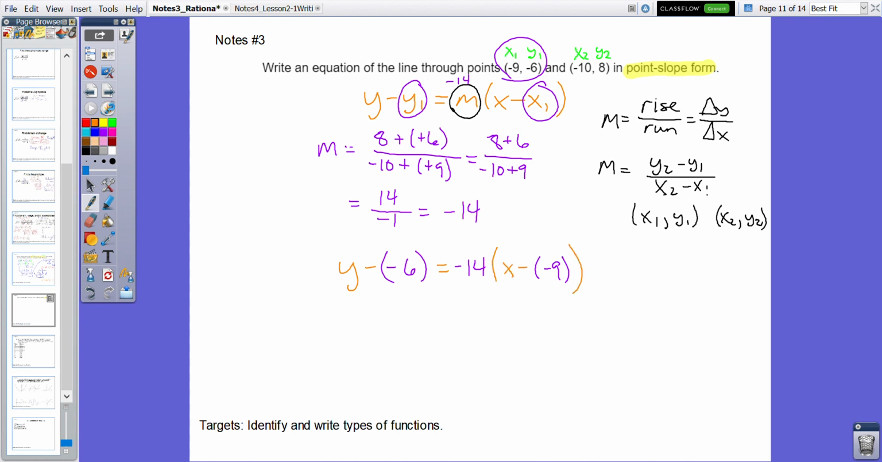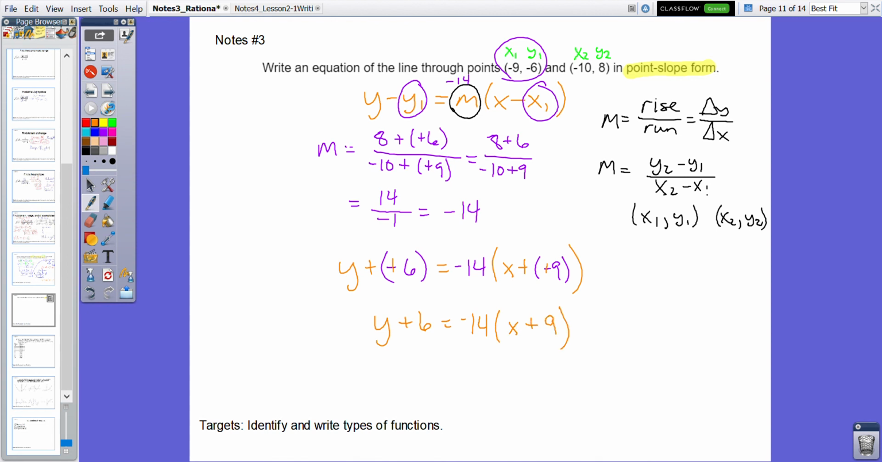Once again, we want to eliminate as many negatives as possible, especially when we subtract negatives. So we're going to do keep, change: keep the y, change that sign. Same thing with the x in parentheses here. We're going to keep the x and change the sign. That gives me, in point slope form, y plus 6 equals -14 times x plus 9.